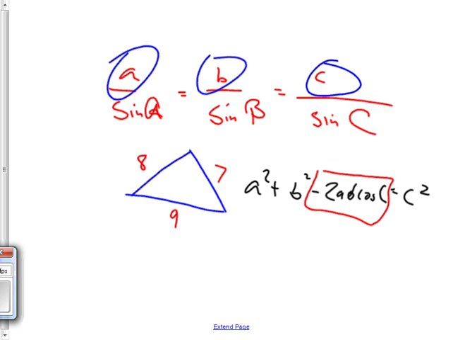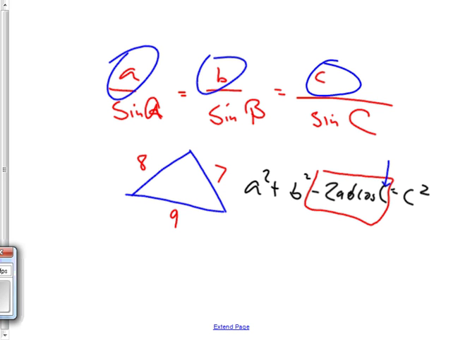But wait a minute, you're saying to yourself, you haven't told me any angles. Right, so you're going to leave this angle, it's the only one angle in the whole thing, as a big C, and you'll be able to solve. Take a moment.